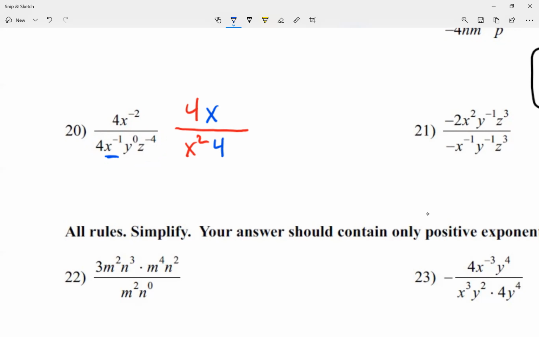But basically, we ignore them. Because at the bottom, I'm just looking at the bottom, it's all multiplication. But we ignore the ones in multiplication. So I'm going to ignore the y to the 0. And then I'm going to write z to the 4th on the top.